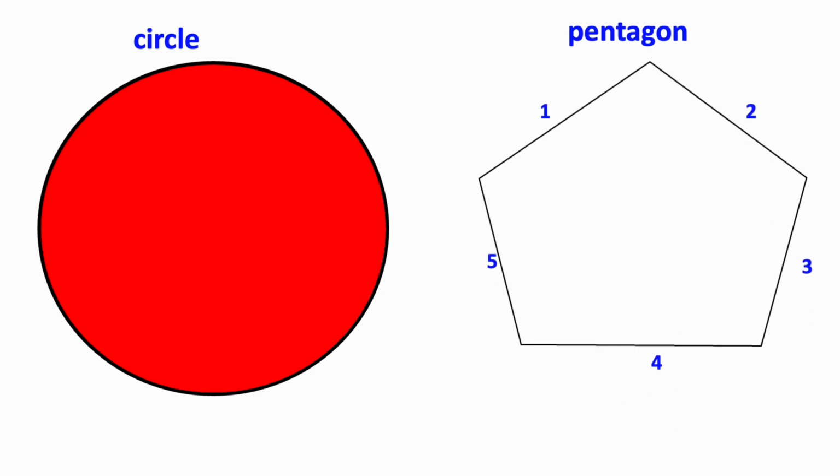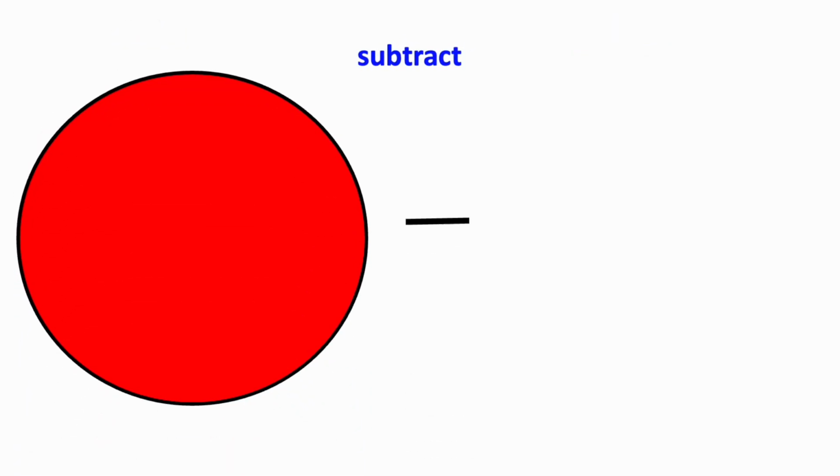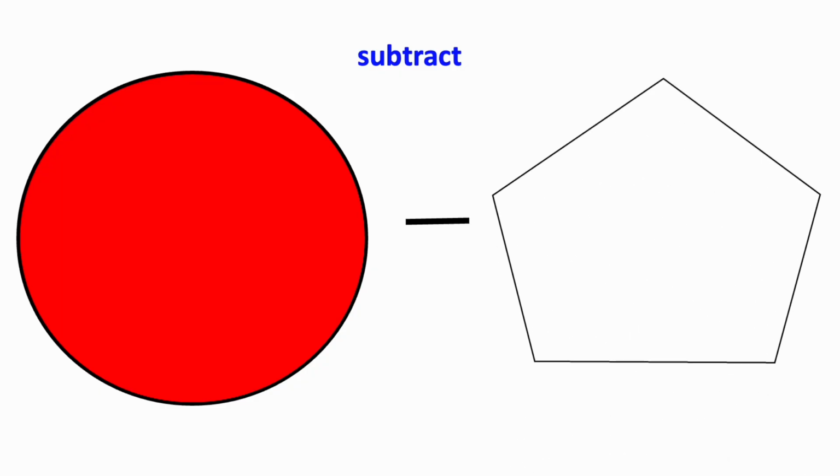To make this manageable, we'll break the shape into 2 parts. First, the entire circle. Second, the pentagon inside it. If we find the area of each, we can subtract the pentagon from the circle to get the shaded region. So the plan is simple. Find the area of the circle, find the area of the pentagon, then do a quick subtraction. Circle minus pentagon equals shaded region.